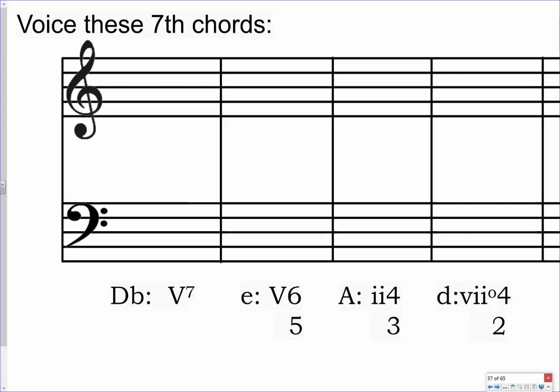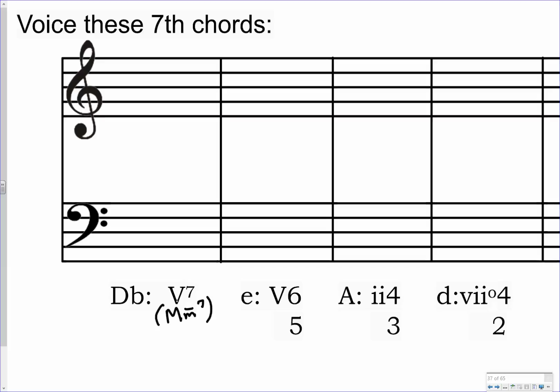So now we're going to practice voicing these 7th chords on my grand staff for SATB. The first one is in D flat major, and we need to voice the 5-7 chord. In other words, the dominant 7th chord. You'll recall that the dominant 7th chord is also the major minor 7th.